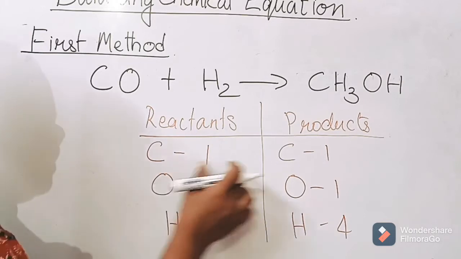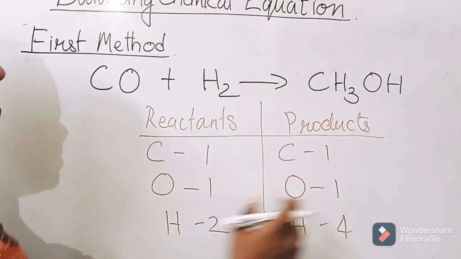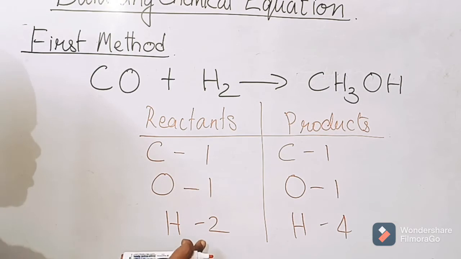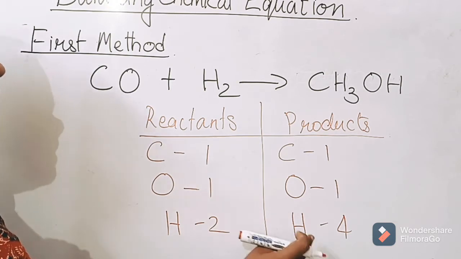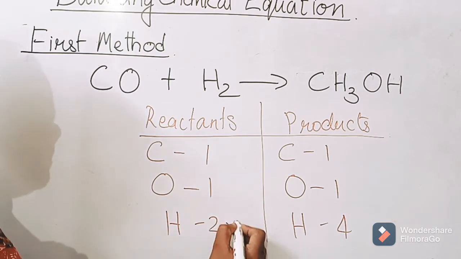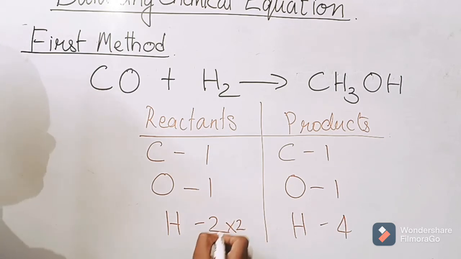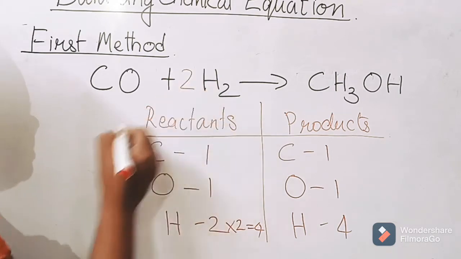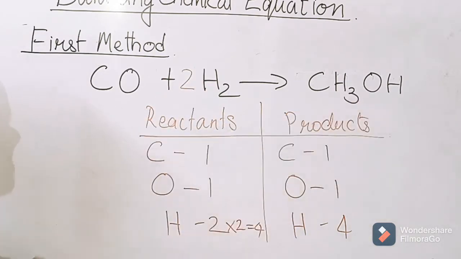So here carbon is balanced, oxygen is also balanced, only hydrogen is not balanced. In the reactant side there is only 2 hydrogen atom, and in the product side there is only 4 hydrogen atom. So we have to balance here. For balancing we will multiply the reactant side with 2. So we will get 4. So now the hydrogen atom on both the sides are balanced, and we will write the 2 here. Now this equation is balanced.